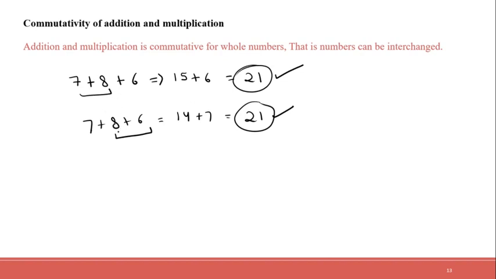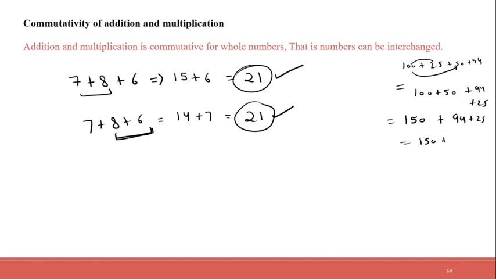So we can add any two numbers first. Let's say if it is written here 100 plus 25 plus 50 plus 94, I can add any number in any direction, in any pattern, in any order. I can add this first, or I can add this first. That means I can add 100 plus 50, then I can add 94 plus 25 separately. So I'll get the same outcome. 100 plus 50, 150, plus 94 plus 25, I'll get 150 plus 5 plus 4, 9, 9 plus 2, 11.